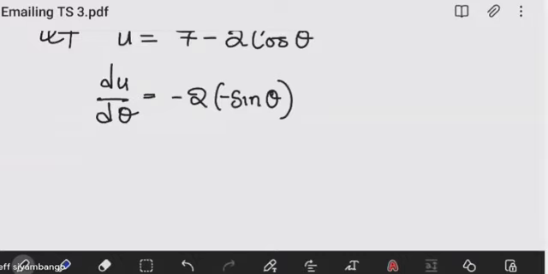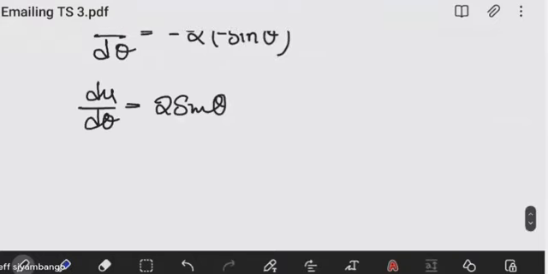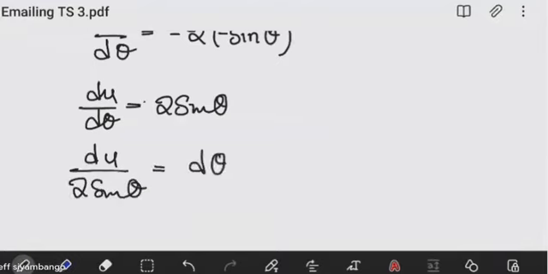So for this one, we now end up with du d theta. The negative and negative gives us plus, but this is now 2 sine theta. Then we want to make d theta the subject of the formula. So I have du over 2 sine theta equal to d theta when you cross multiply here.